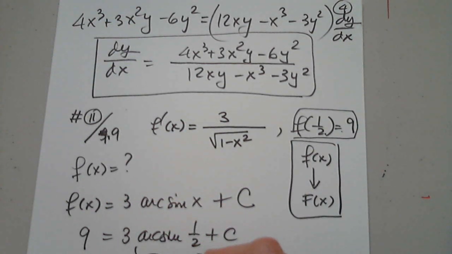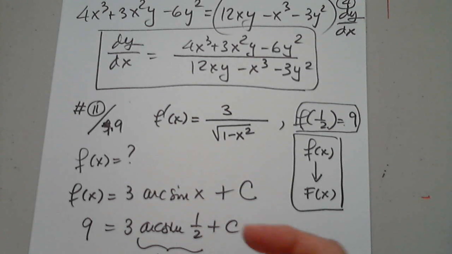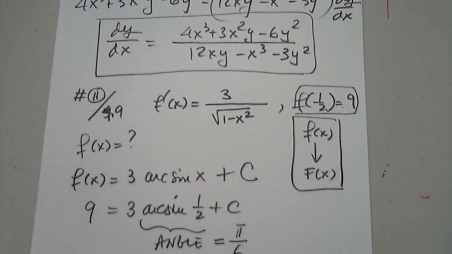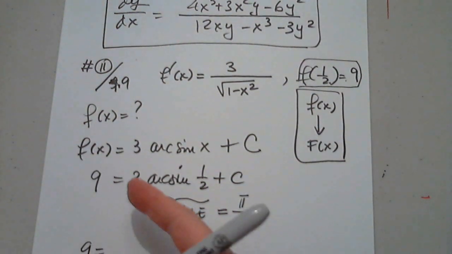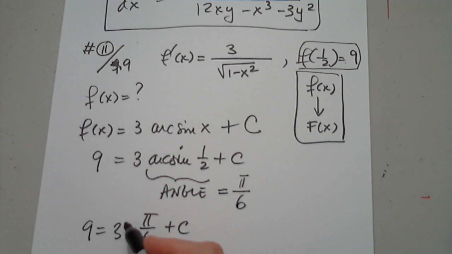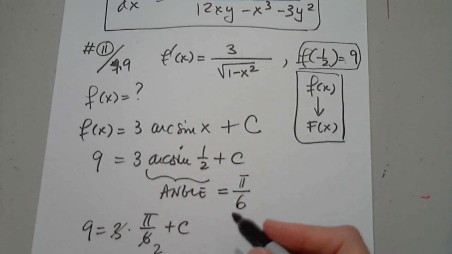Now we have to remember which angle has sine. So this is an angle. Which angle has sine 1/2? It's the nicest and the smallest one. Pi over 6. Thank you. So we have now that 9 equals 3 times pi over 6 plus a constant c. We will simplify by 3. So then c is 9 minus pi over 2.